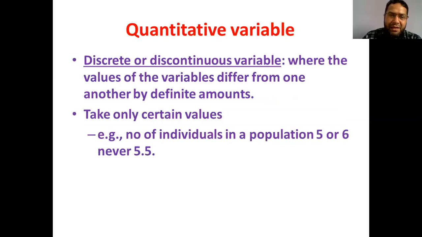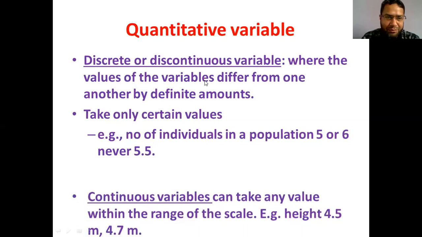It can never have a value like 5.5. So we call this a discrete or discontinuous variable, where values differ from one another by a definite amount. If we talk about the number of individuals in a population, each will differ from another by one. We can have 5 persons, we can have 6 persons, so the difference is one. We can never have 5.5. So this type of variable is known as a discrete or discontinuous variable. It can't take any value, but it will only take a discrete value.